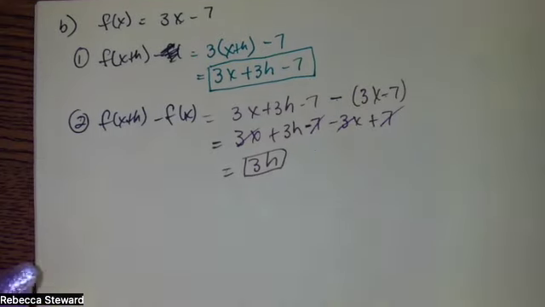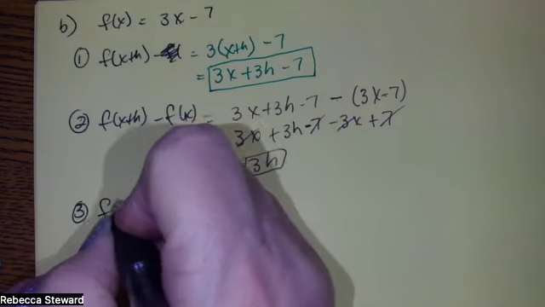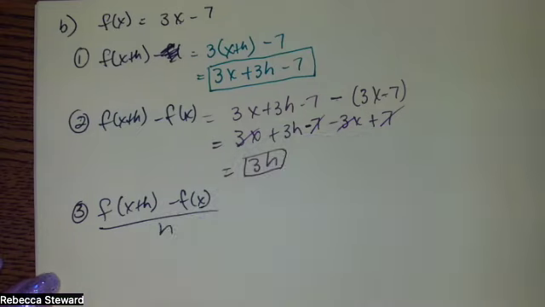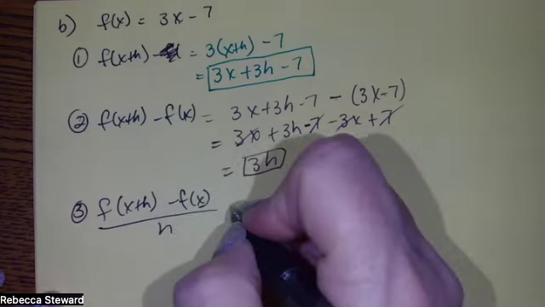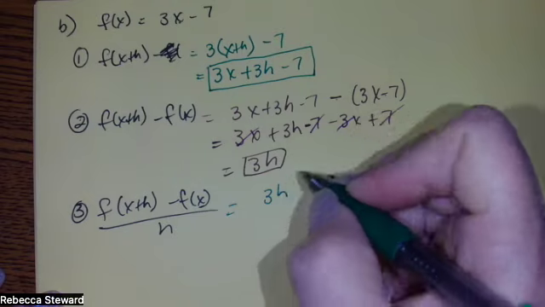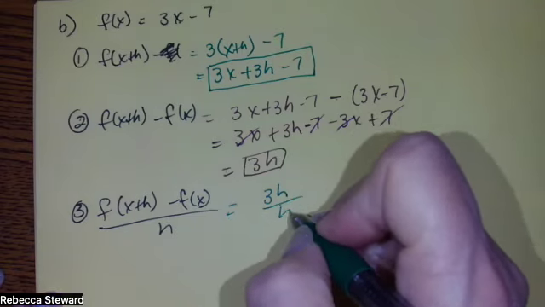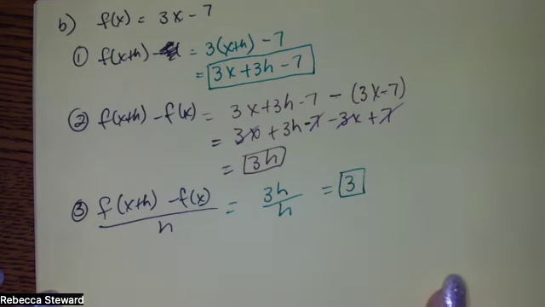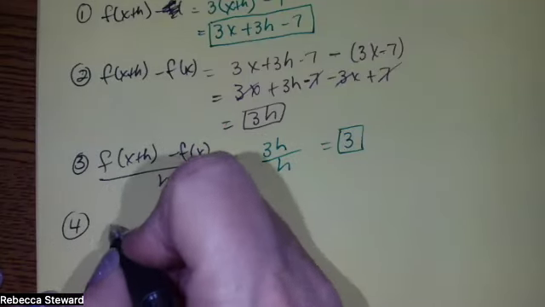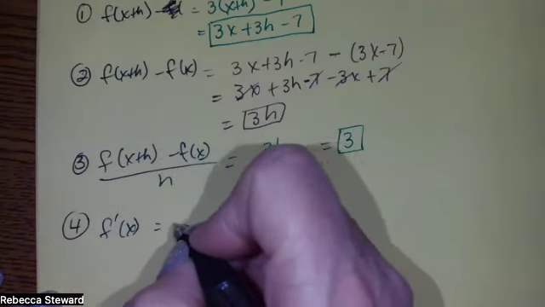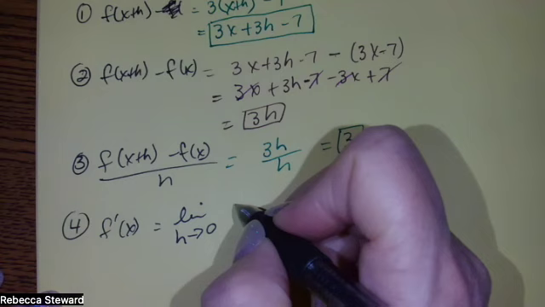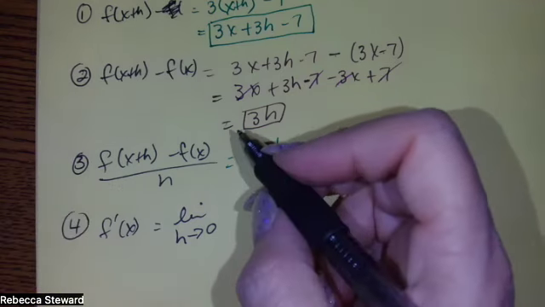All right, let's go to step 3. Step 3 will be our f of x plus h minus our f of x all over h. So that is going to equal the part we had here. We have 3h divided by h will just get us 3. Okay. Step 4 is the f prime part, equal to the limit as h approaches 0 of f of x plus h minus f of x over h.